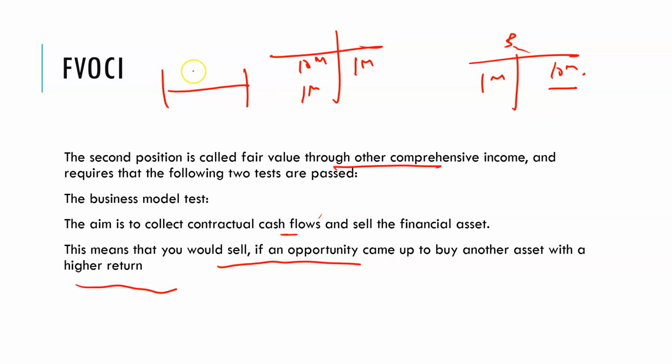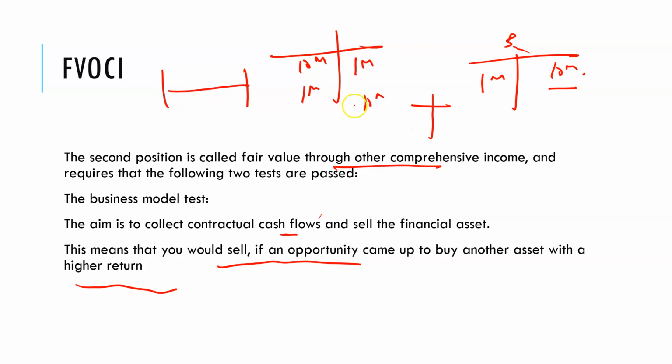Say, for example, an opportunity comes up where you could literally sell this and invest in another asset where you are going to get, say, $2 million a year. You would sell this to someone else. You would get rid of this asset. You literally dispose of it for 10 million, and it's no longer with you.